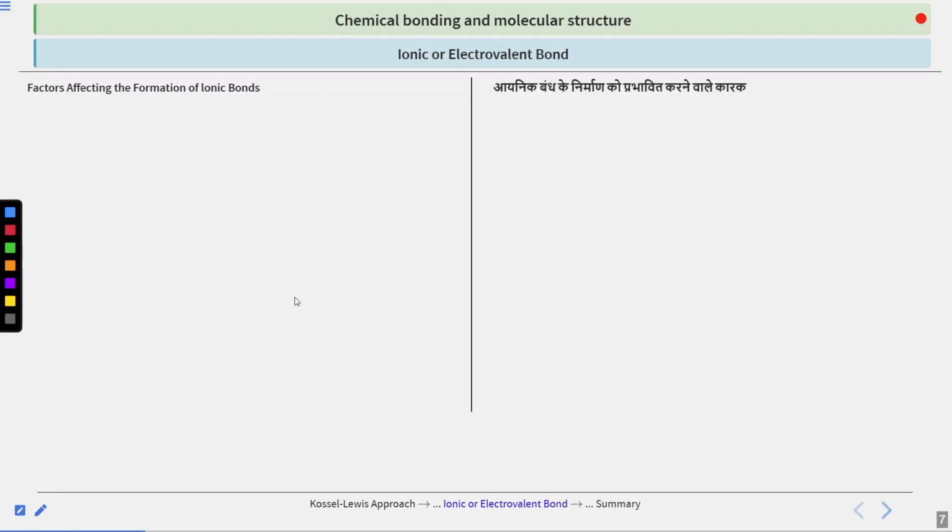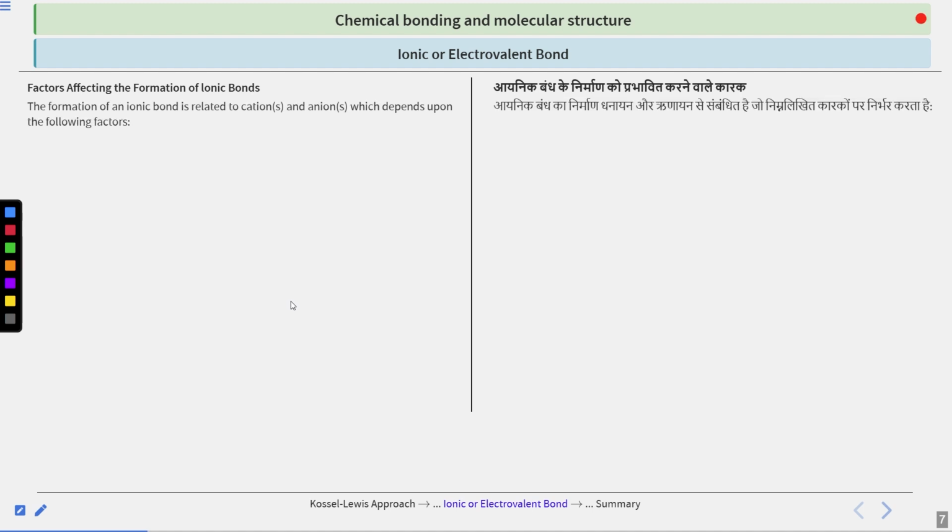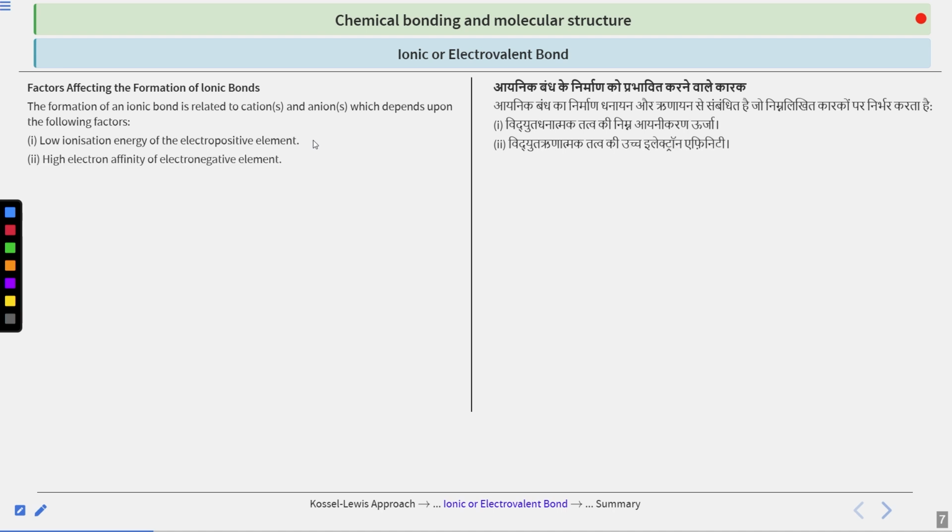Next, what are the factors affecting the formation of ionic bond? The first factor is low ionization energy of the electropositive element. If the electropositive element has a low ionization energy, then it can easily lose its electron at a lower energy input. So it can form the ionic bond easily by transferring electron. Second is high electron affinity of the electronegative element. If the electronegative element has a high affinity towards accepting electrons, it can easily accept the electron and hence complete its octet to form the ionic bond.